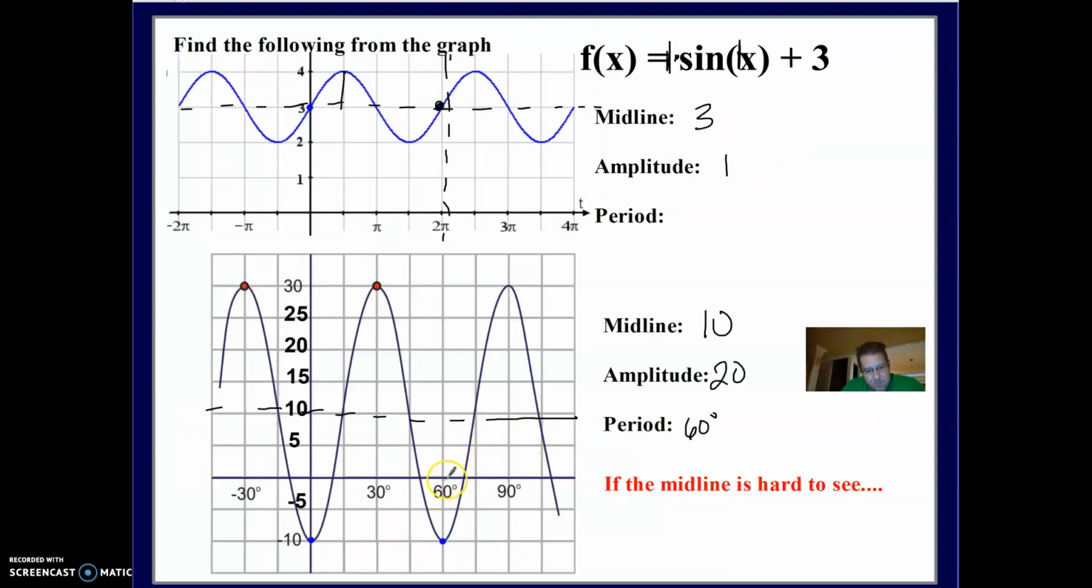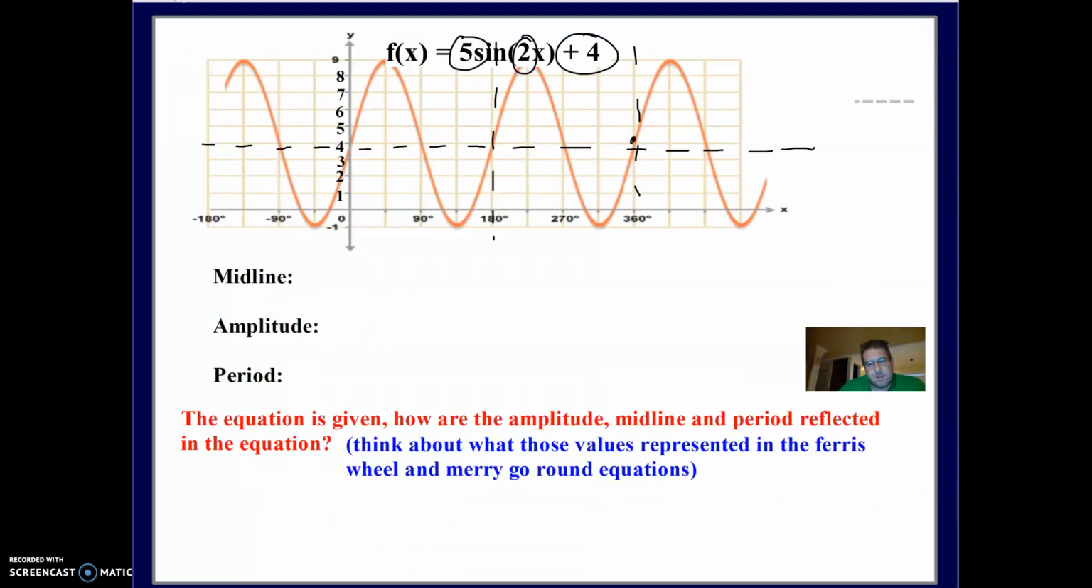So going back to this one, if it's 60 degrees, that means it does 6 rotations per 360 degrees. So if I was going to write that as an equation, that would be amplitude times sine of 6x, and then plus the midline, which is 10. There you go. Because it does 6 cycles per rotation. And that's where I'm going to stop it.